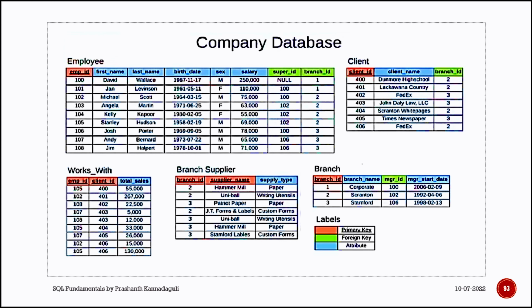First one is about the employee. Second is a client. Third table is works with. Fourth has been given the name branch supplier, and then a branch. Out of these, when we discussed the examples, I think we considered the employee table, the branch supplier, and also the branch, just to understand the various types of keys.